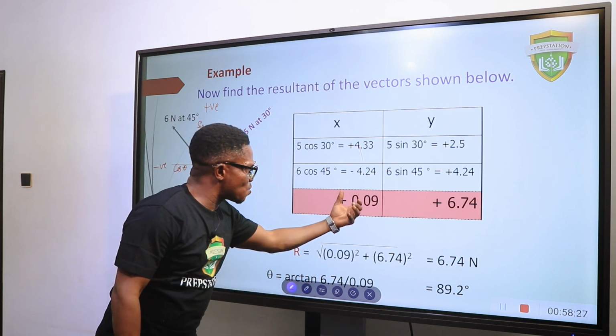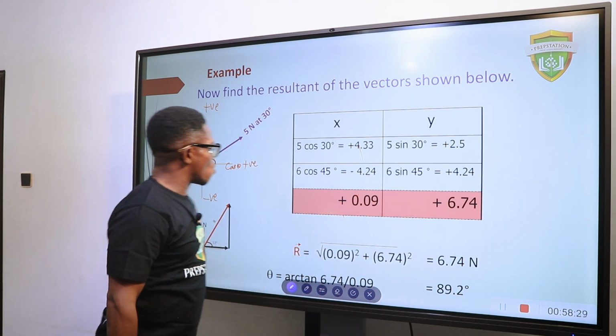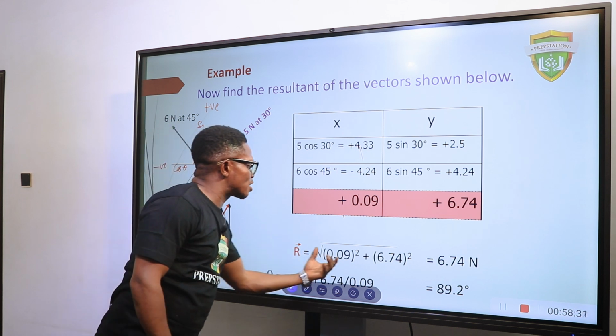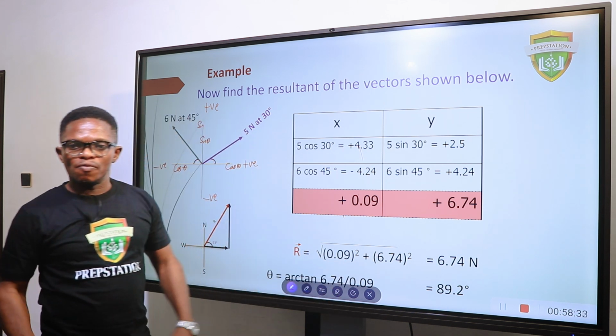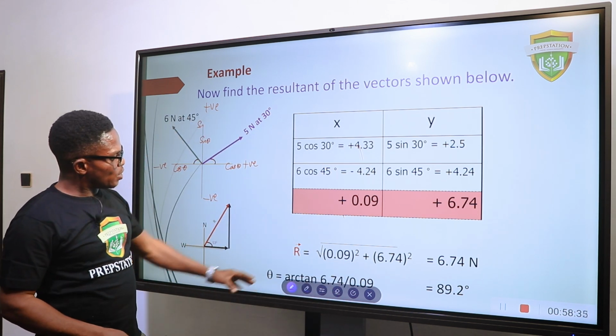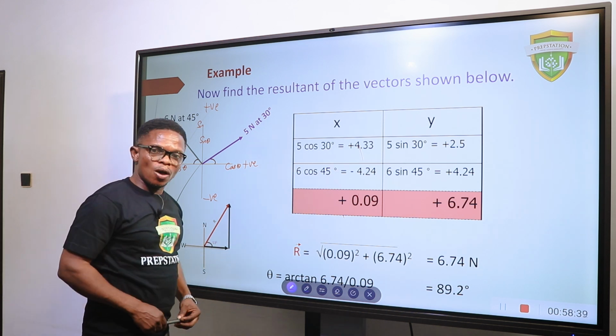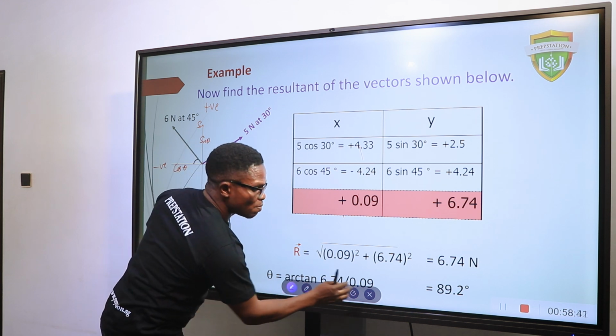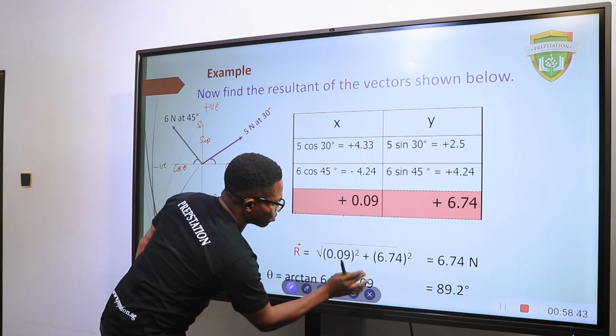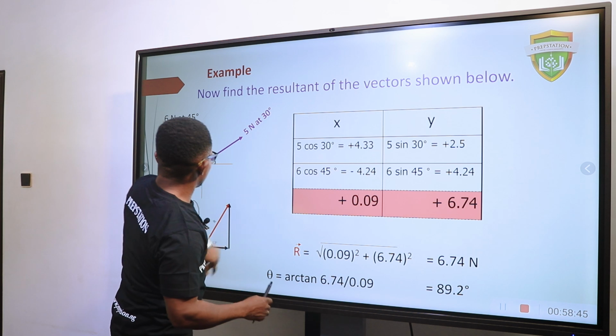So after doing this, all you need to do is to add the vectors the way they are, and then get your value for x, get your value for y, and then find the resultant by taking the square of each of the components. So this is how you get your resultant vector, okay? We are still going to see more examples from past questions, so let's move forward because of time.